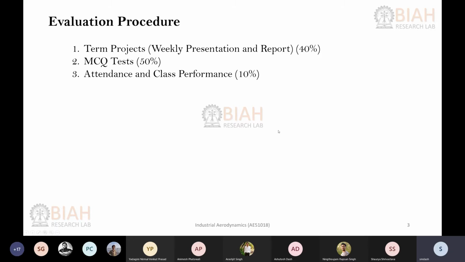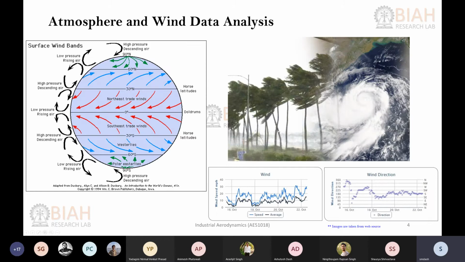Let me quickly give you an overview of each chapter that we will be covering. The first chapter is about atmosphere and wind data analysis. In this, we will be discussing how wind is generated in general, taking a global scenario. When you go to the North Pole, South Pole, equator, how do you see the wind pattern and how is it generated? Those things we'll be discussing.